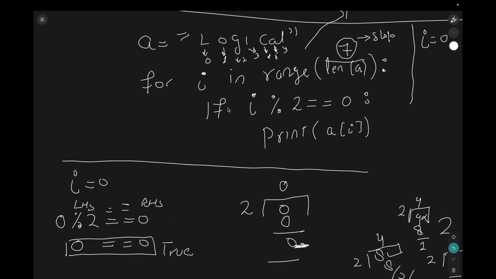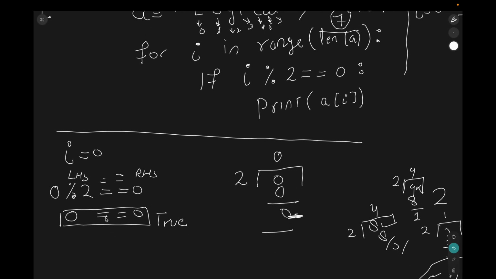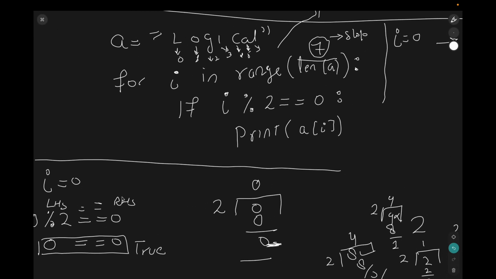And here I am saying if 0 modulo 2 is equal to 0, yes, condition is true. Print a of i. So what will be printed? Go to a, go to the location 0, and whatever is present over there, print that. That means L will be printed. Getting this point?